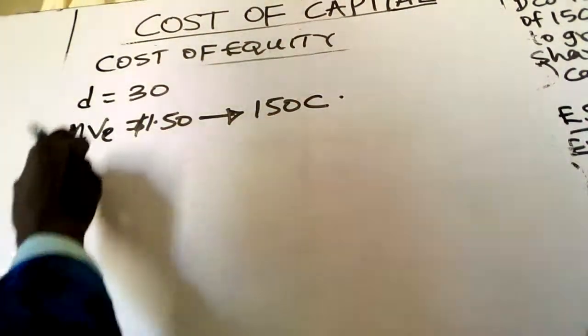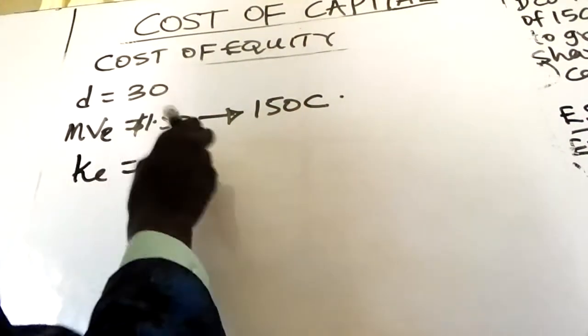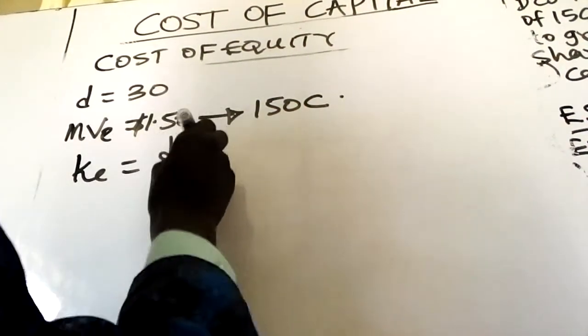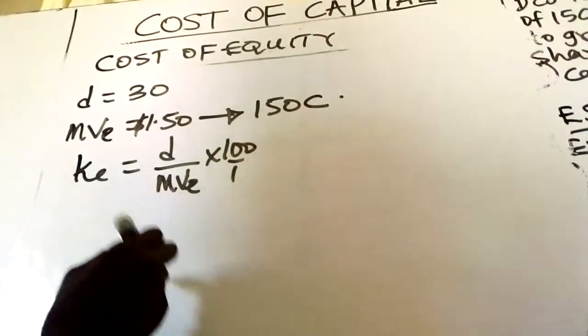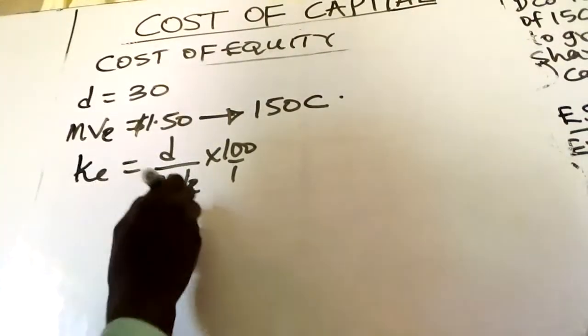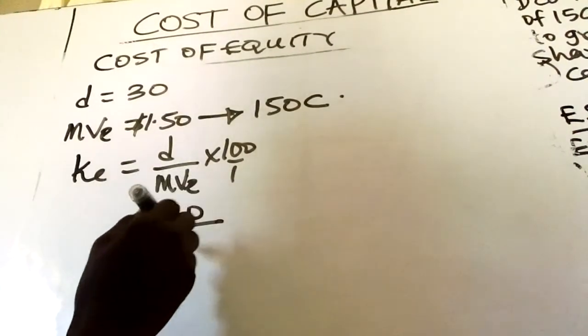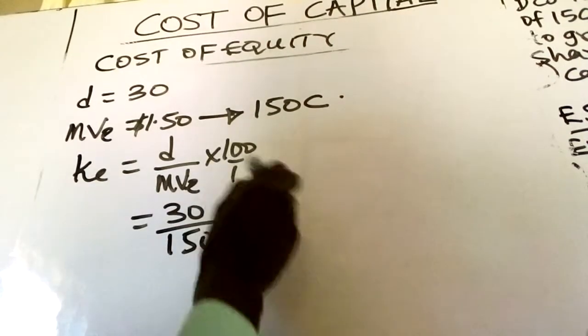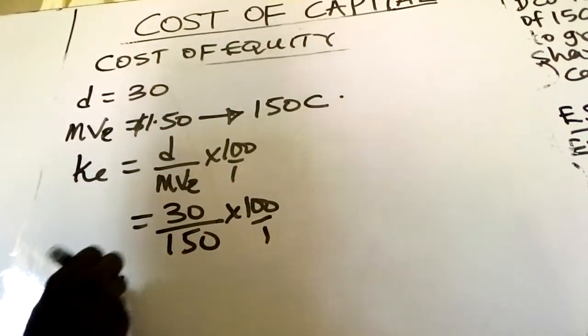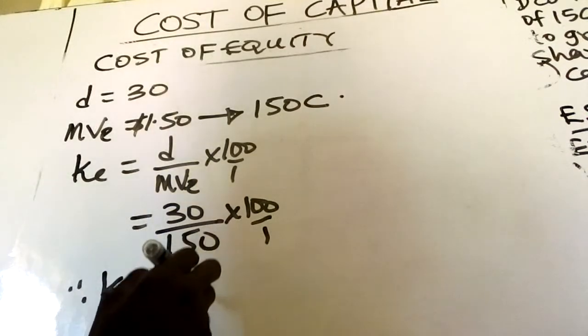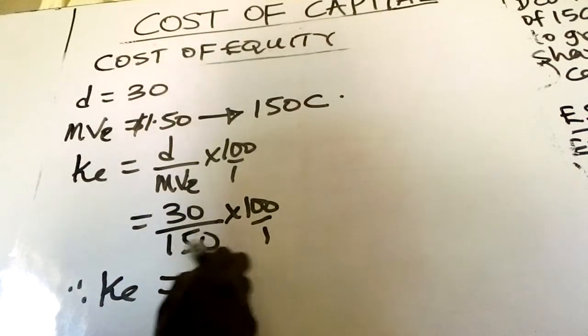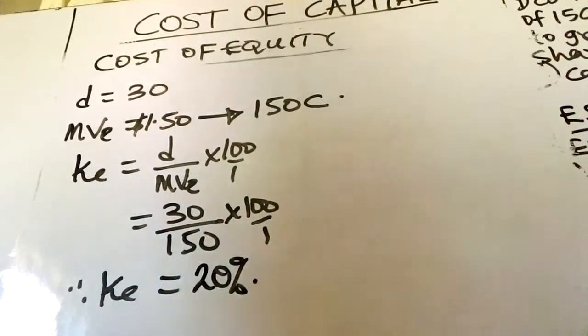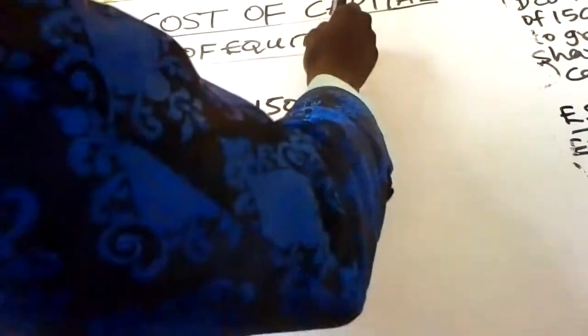So we said cost of equity is dividend over the market value of equity times 100. Our dividend is 30 cents and the market value is 150 cents, times 100. Therefore, the cost of equity will be 20%.